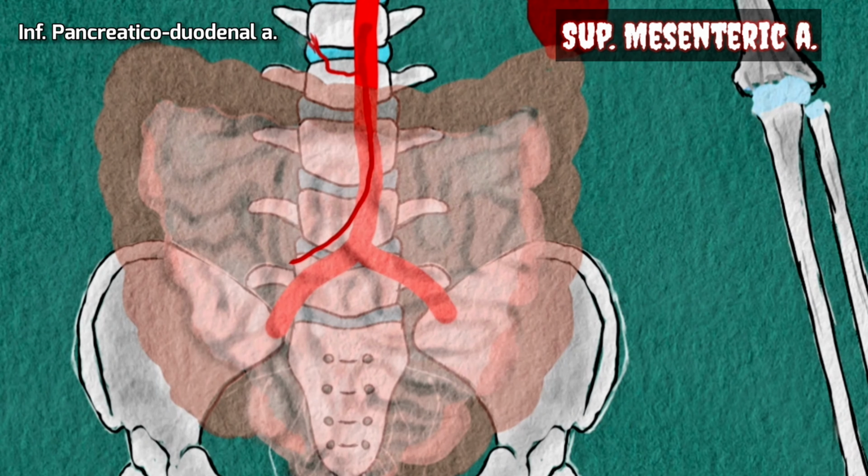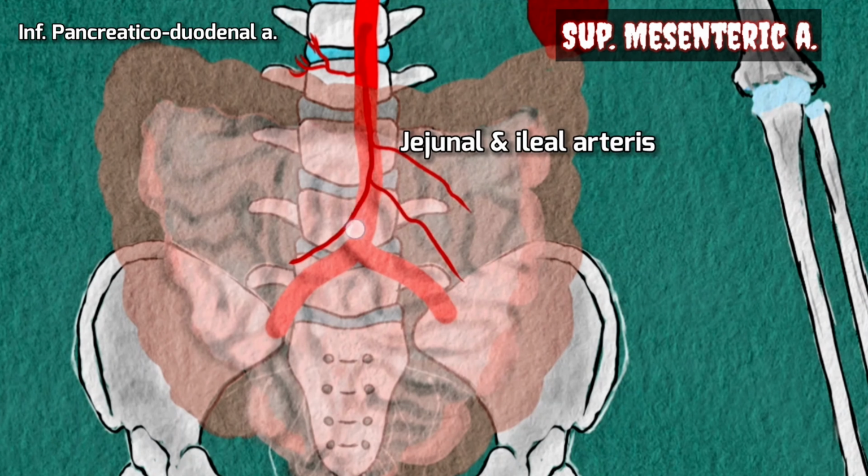It forms anterior and posterior vessels, which anastomose with a branch of the superior pancreaticoduodenal artery, which is derived from the celiac trunk. This network supplies the inferior region of the head of the pancreas, the uncinate process, and the duodenum.